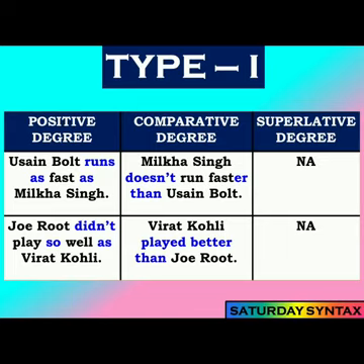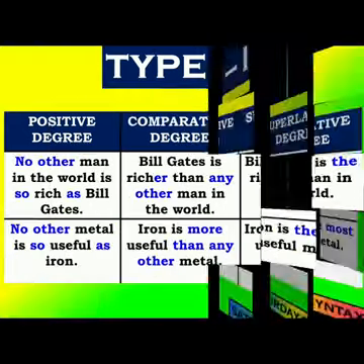One more example is there. Joe Root didn't play so well as Virat Kohli. You swap the subject, so Virat Kohli comes first. If the sentence is negative, turn it into affirmative. So Virat Kohli then played, because the sentence is in past tense. So the past tense of play, that is played. So Virat Kohli played better than Joe Root. Again, yes, of course, two subjects are given, so there won't be superlative degree.